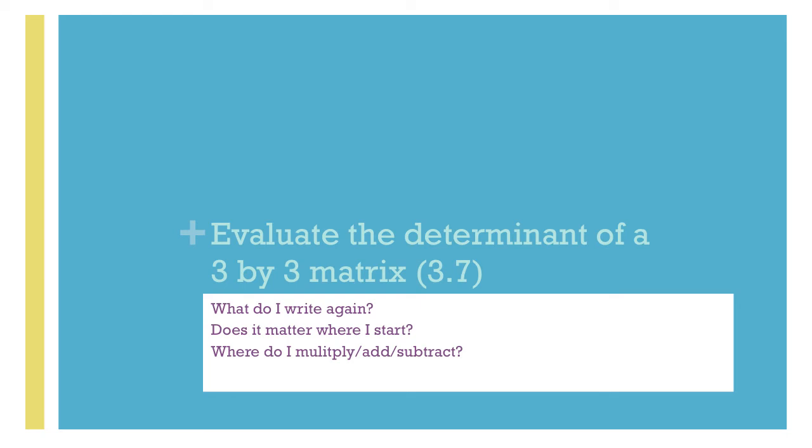We're heading towards solving systems of 3x3s, 3 variables, 3 equations, by using Cramer's rule. So we're going to learn to evaluate the determinant of a 3x3 matrix. And it's a lot more involved than a 2x2, so don't just try to do it without taking a look. You're going to have some things that you're going to have to write over again. You have to start in the right spot and remember where you need to multiply, where you need to add, where you need to subtract.